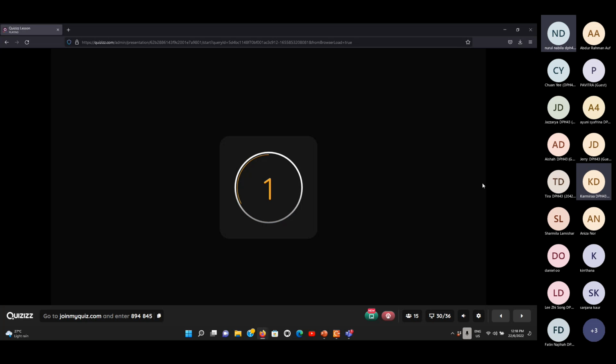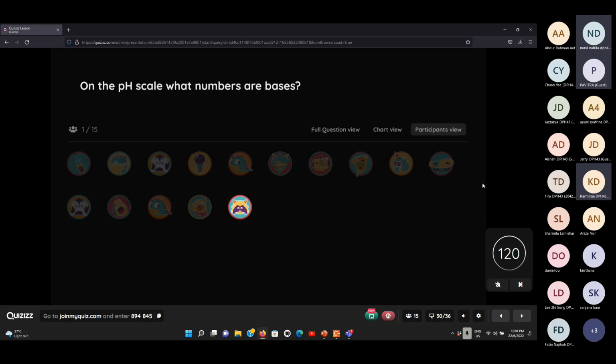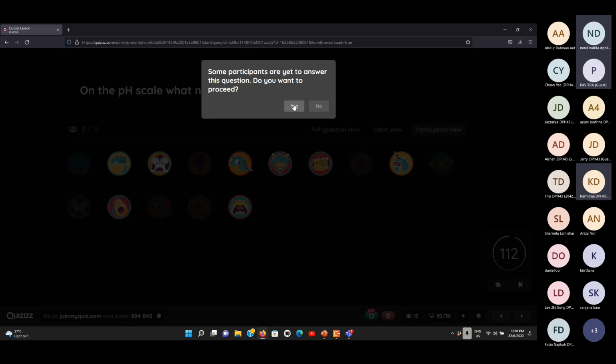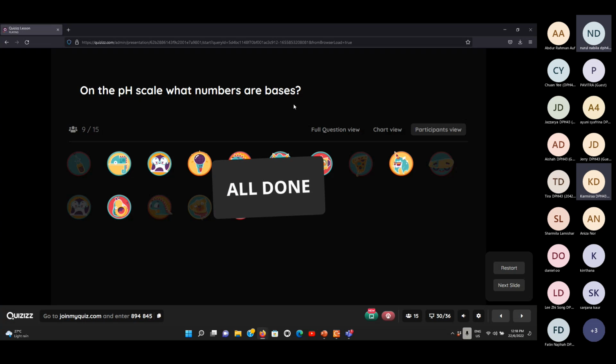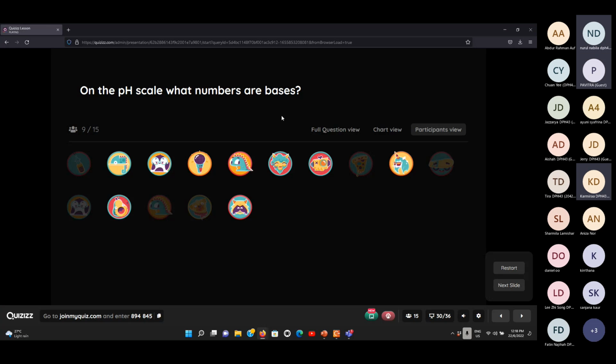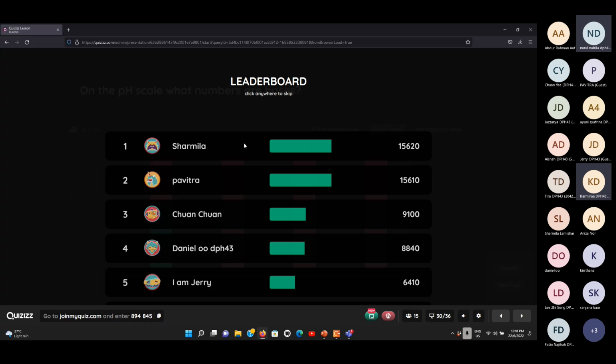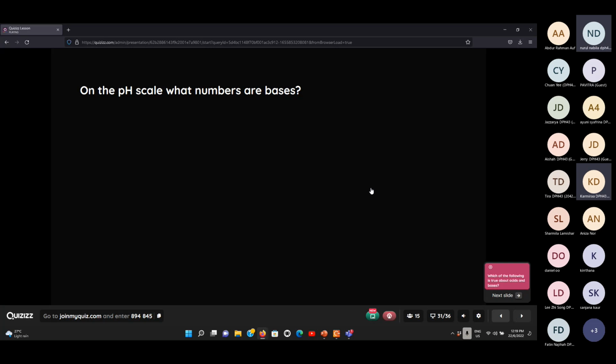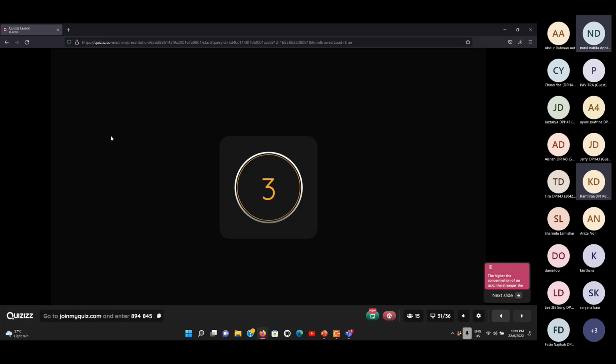Lagi 2 more questions lah, and then that's the class. On the pH scale, what numbers are bases? This is cheating. No, tak cheat. This is too easy. Okay, so number of bases adalah from 8 to 14. Laju semua orang jawab. Semua orang tahu kan? Okay, so 2 more questions after this. Baru betul. Okay. This is the second last, penultimate.